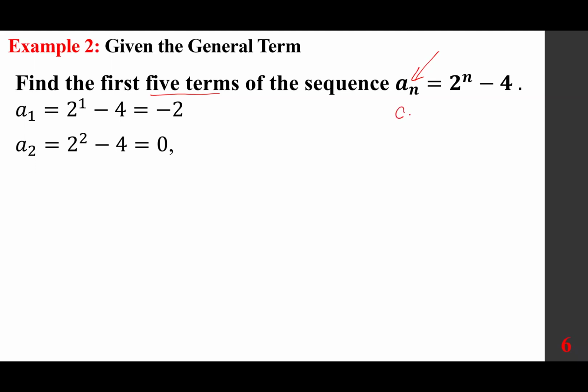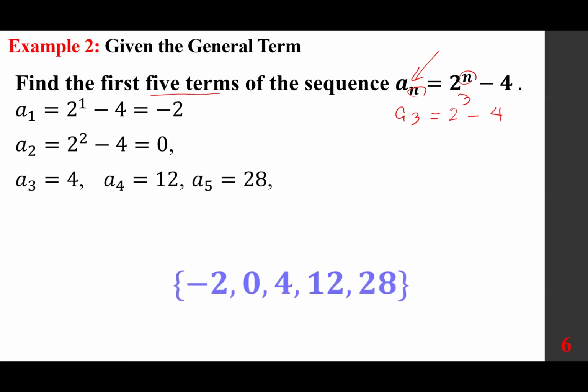Can anybody give me the formula, rather the answer, for a sub 3? 2 cubed, which is 8, minus 4, that gives us 4, and we can get the rest of them. Here's the list.